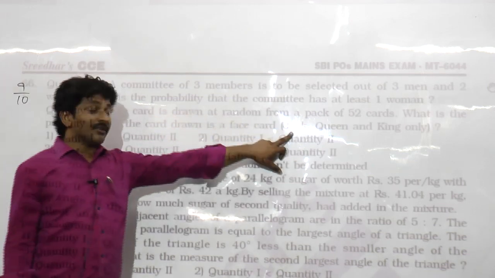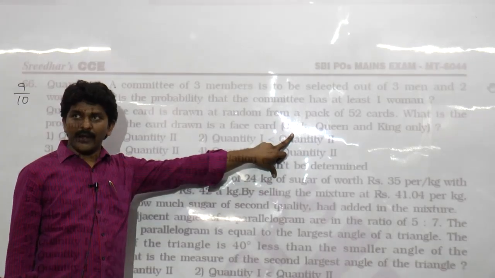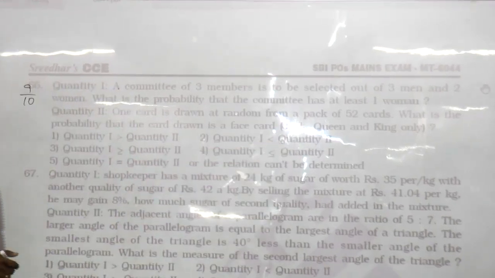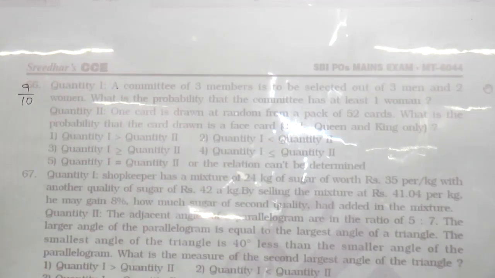Right, 12 cards. You'll have 4 sets, right? In each set you'll have 3 face cards. Right? 4 threes is 12. 12 out of 52, that is 1 by 4.